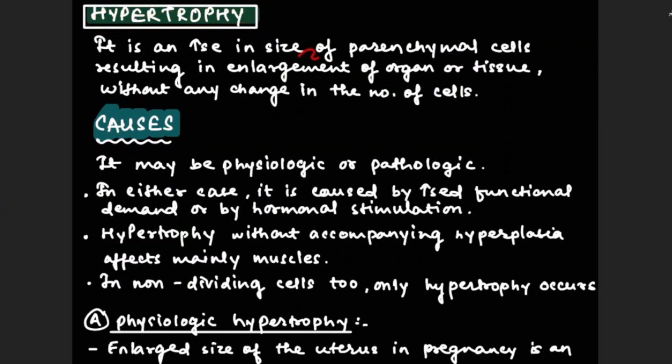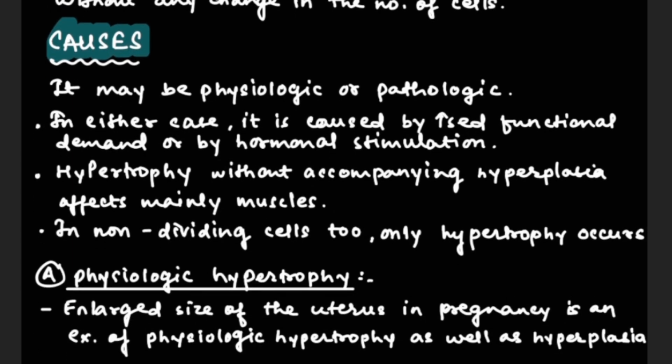Hypertrophy is an increase in the size of parenchymal cells, resulting in the enlargement of the organ or tissue without any change in the number of cells. So basically in hypertrophy, the size of the cells increases and it results in the enlargement of the organ. There are some causes which cause hypertrophy.